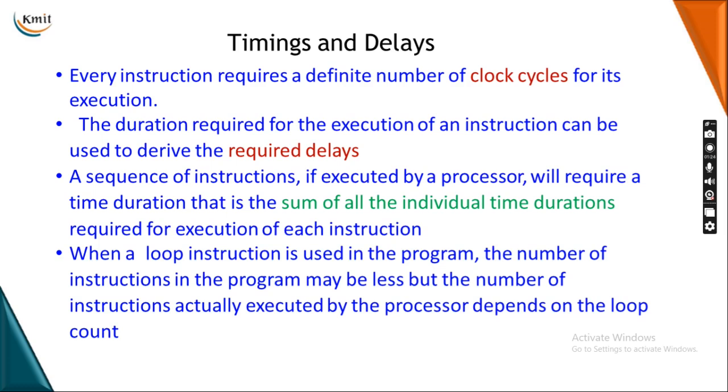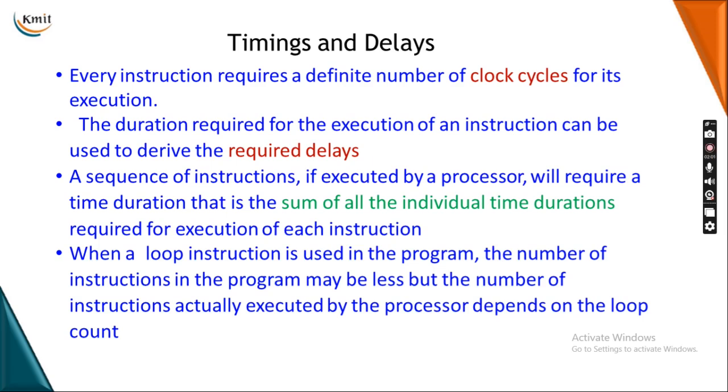So every instruction requires a certain number of clock pulses or clock cycles for its execution. So what is a clock cycle? One clock period, nothing but a high and low pulse. High pulse, low pulse: the combination gives one clock pulse. So every instruction requires a definite number of clock cycles for its execution.